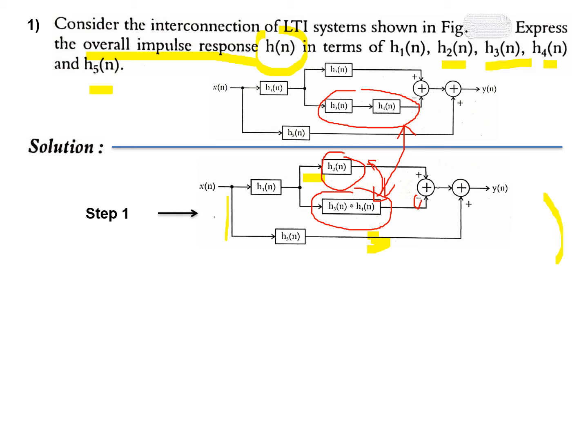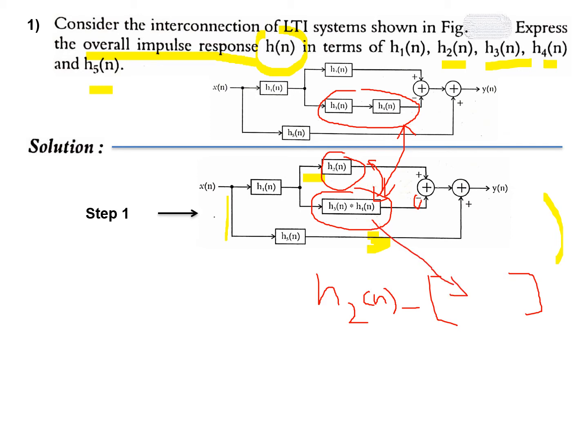But you have to invert it. This output is inverted, then added. That means it is subtracted. That is h2 of n minus whatever is here. That is this, this will come here.